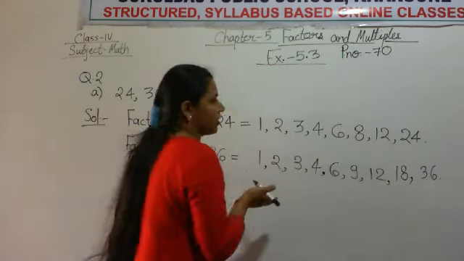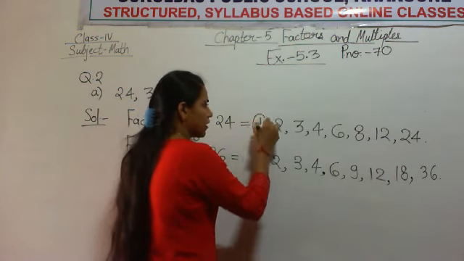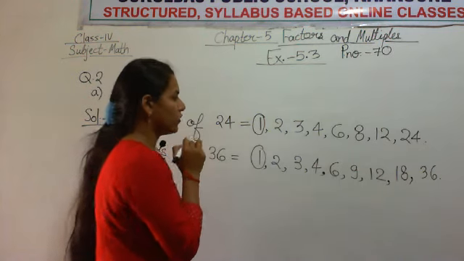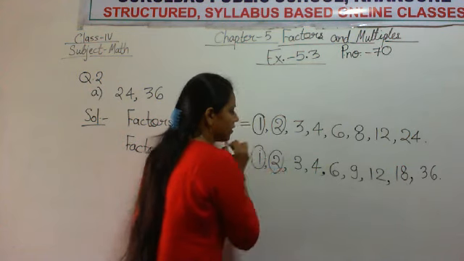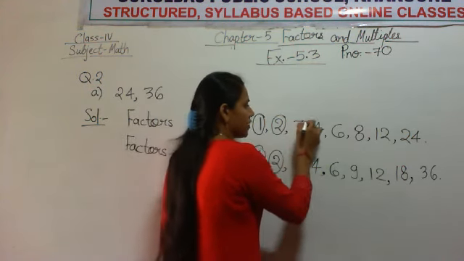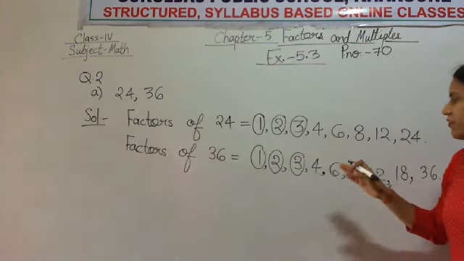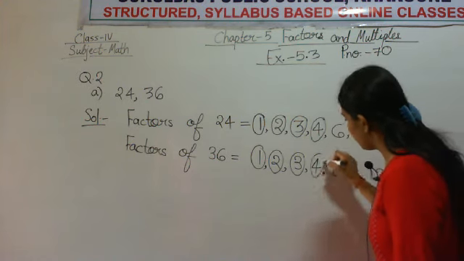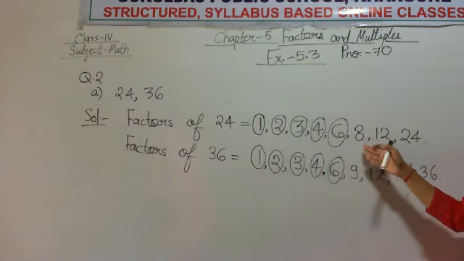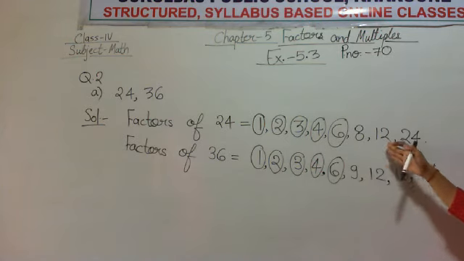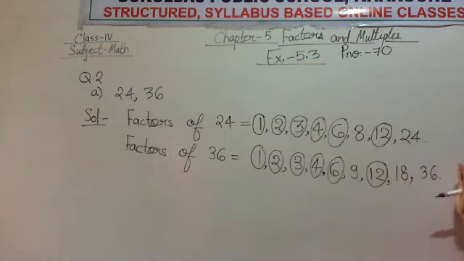Now circle the common ones. So here 1 is common factor. So circle it. Now which number is the next common? 2. Right? So we will circle 2. Now 3 is common in both the numbers. So circle 3. 4 is also common. 4, 6, and after 6 which number is common? There is no 8. Then 12 is common. So circle 12. Now done.